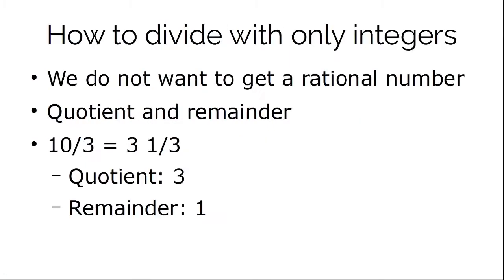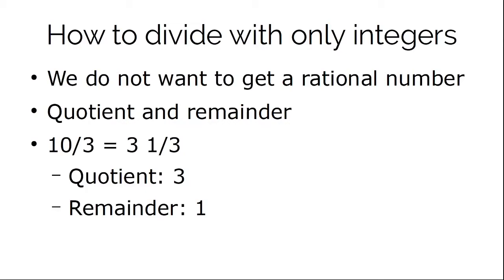So how do we actually divide with only integers? Now, when we divide two integers by each other, normally when we're doing normal maths, just thinking what is 10 divided by 3, for example, well, we would say it's 3 1/3 or 3.333 recurring, and this is clearly not an integer. So we want to avoid getting a rational number as a result. So how do we do this?